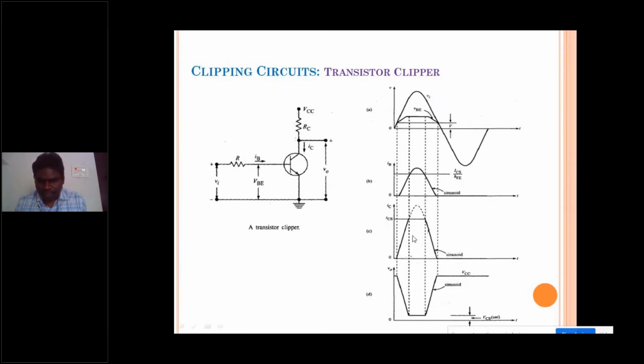Just look at my mouse pointer if it is visible to you. As I am increasing the base current, after some point the current reaches the saturation current, that is called ICS. Even though the base current is increased, the current is not going to increase. It remains saturated. That is what we call the clipped portion. So here we are talking in terms of current. This portion gets clipped off.